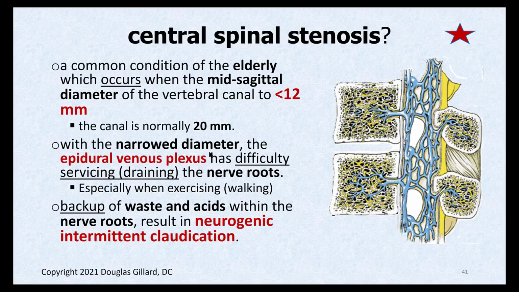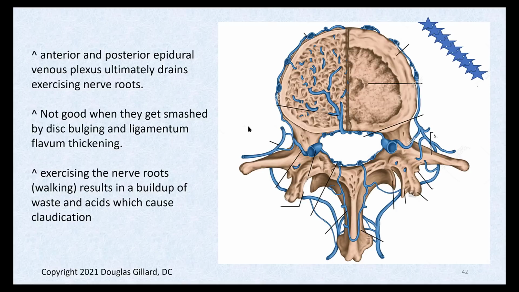All right, so here's a side view of that epidural venous plexus, which is important. Normally the whole of the vertebral canal should be 20 millimeters. We'll see a case here where it's about 8 millimeters. So you can see by ordering an MRI, you can tell whether they have this stenosis or not. And then we looked at this epidural venous plexus. There's an anterior, posterior epidural venous plexus.